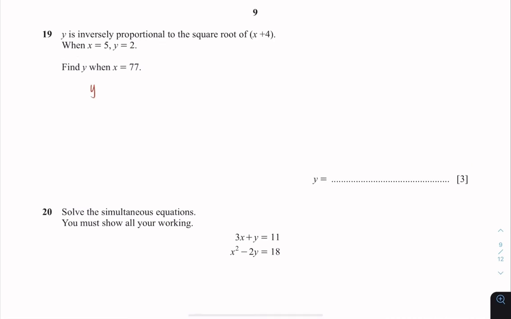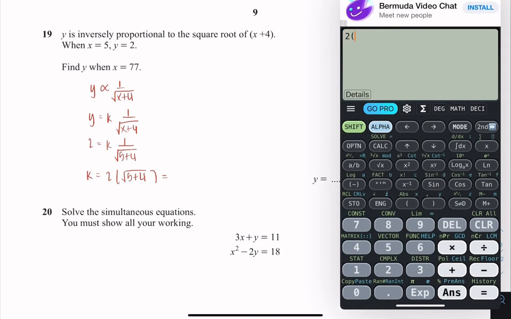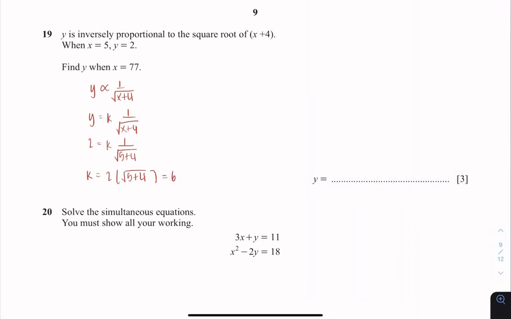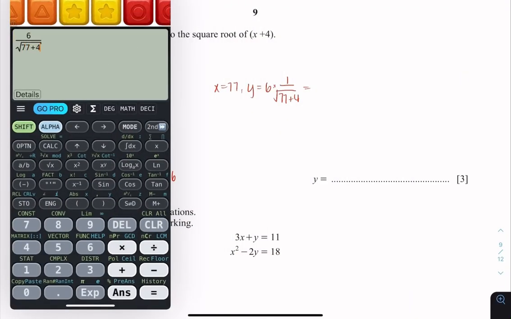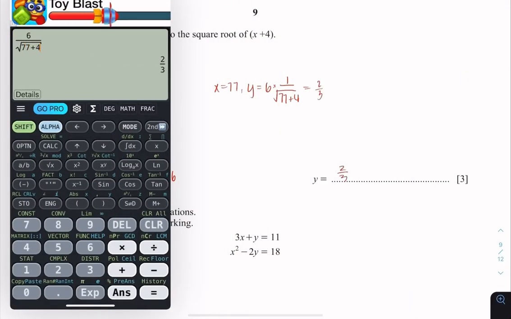Moving on to question 19. y is proportional to 1 over the square root of x plus 4. So y equals k times 1 over the square root of x plus 4. Now I'm substituting x equals 5 and y equals 2 to find my value of k, which is 6. So when x is equal to 77, y equals 6 multiplied by 1 over the square root of 77 plus 4, and that would give me 2 over 3.